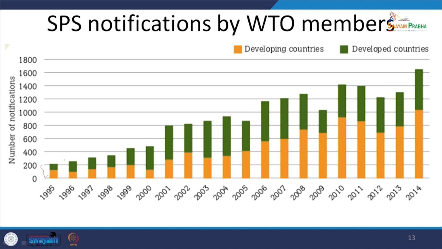Now, in the recent time, look at 2014 data: more than 1000 notifications out of 1600 plus notifications are actually raised by developing countries.